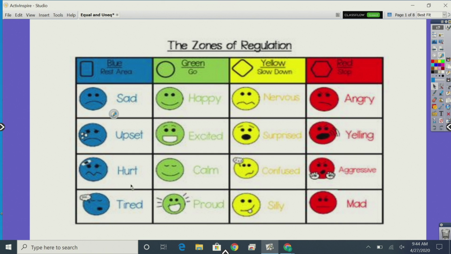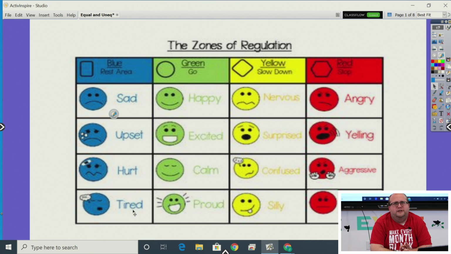And earlier this weekend, I was kind of tired. I didn't really get enough sleep. So I thought of some ways to get me back in the green zone. I took a little nap. I got right back in the green zone. Sometimes when we're sleepy, we can be kind of cranky or upset. I want to be back in that green zone, so all I did was take a little nap.